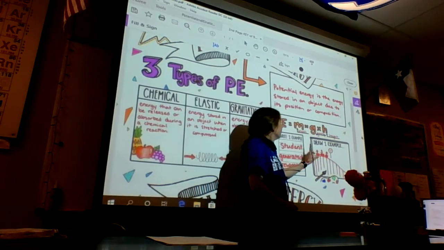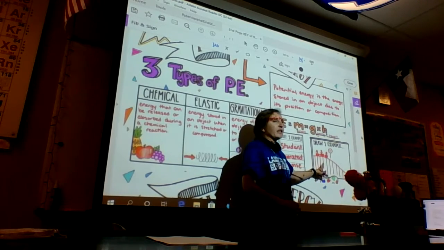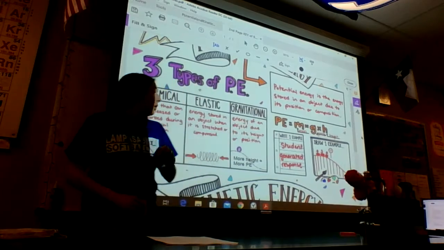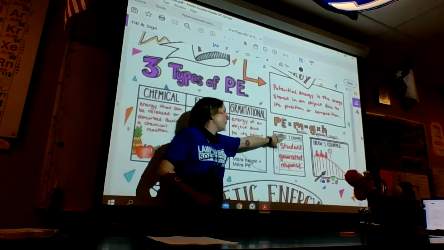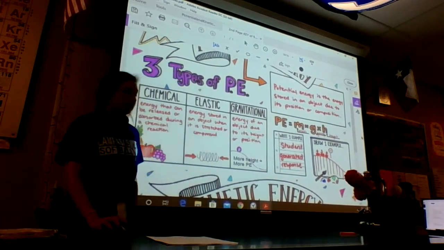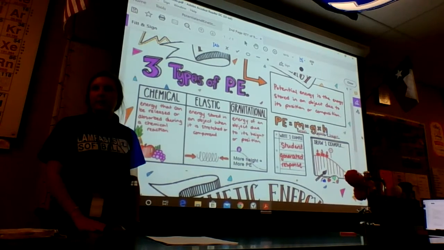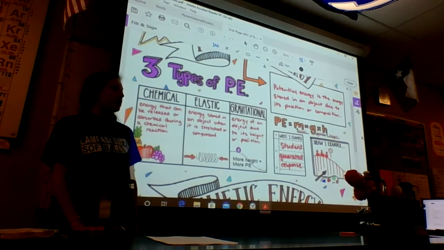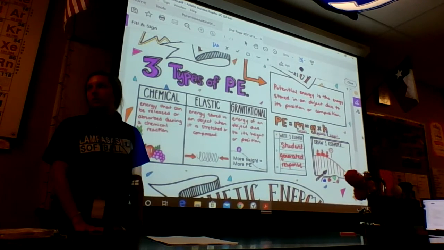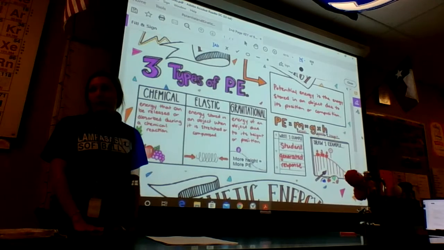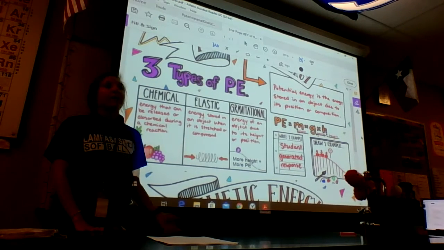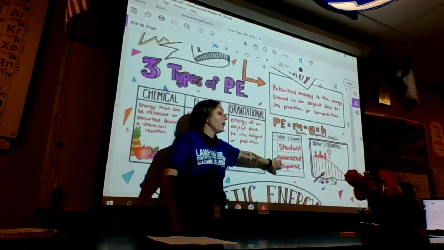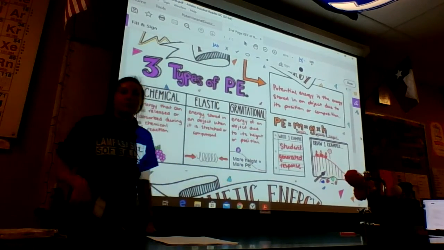Here's my example of potential energy, sitting at the top of a roller coaster. Somebody tell me an example that we can write right here. What's an example of potential energy? A car at the top of a hill. Yes. Anybody else? That's already drawn. I need a different one. Someone swinging. Yes. Someone about to go skydive. Yes. You can write whatever you want right here in this example.